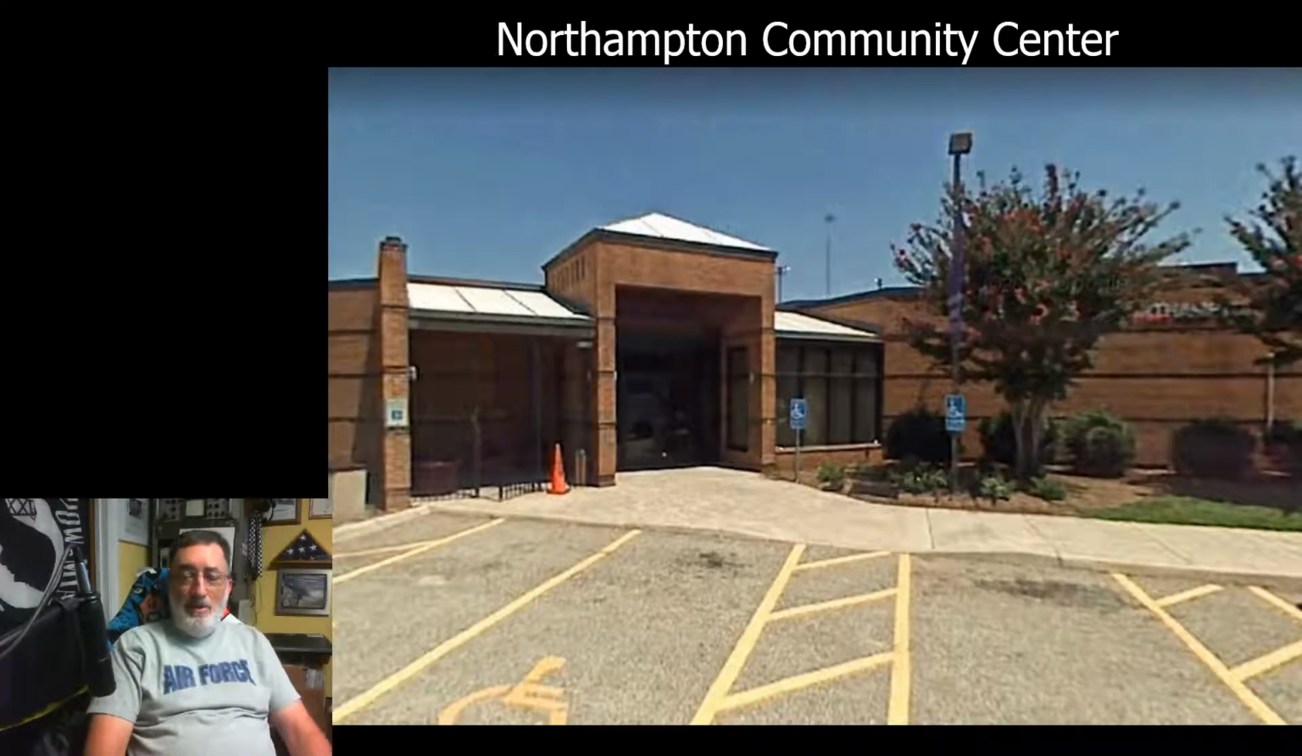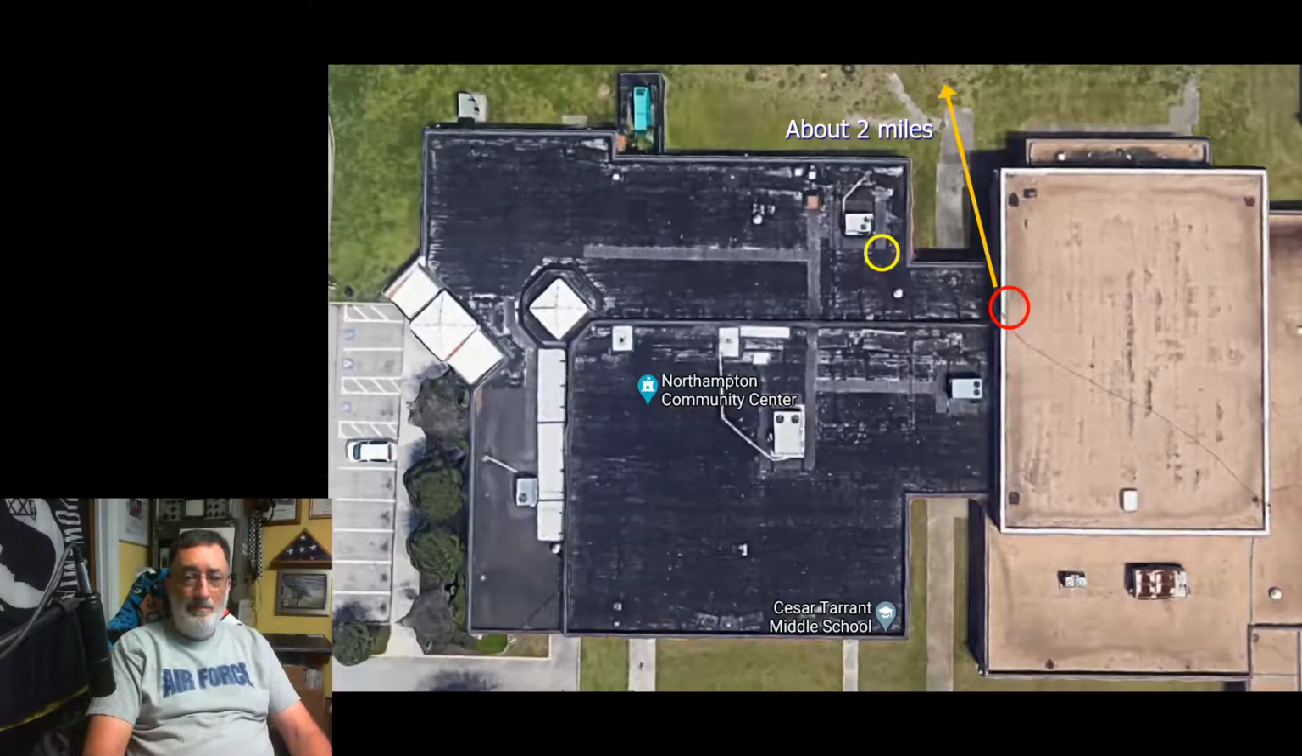We also have a presence at the Northampton Community Center. This site can be used from either the community center side or the Tarrant Middle School side, as they share a gym. The antennas are on a tower near the gym, right where the two facilities merge. The operator position is in a staff office near that same location.